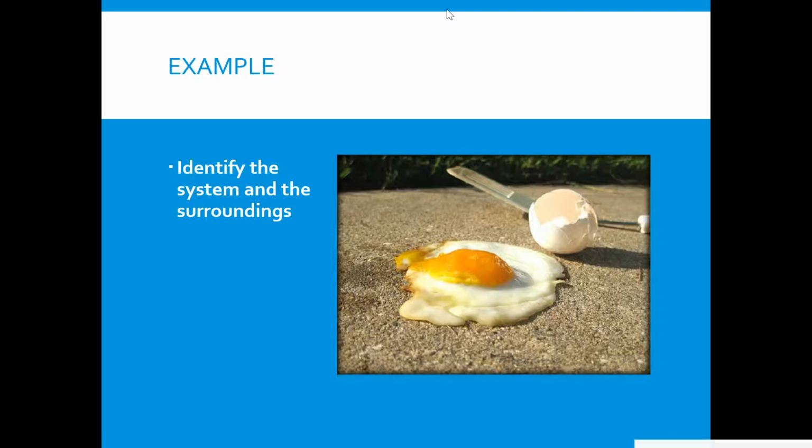So here's one or two examples. Here's an egg dropped onto a hot summer day sidewalk, and the egg has fried. So the system and the surroundings, well, in this situation, the system would be the egg. The egg is our system. We want to determine what happens to the egg. And we know that the surroundings, the concrete, has put energy into the egg to make it cook. So the system would be the egg and the sidewalk would be the surroundings.